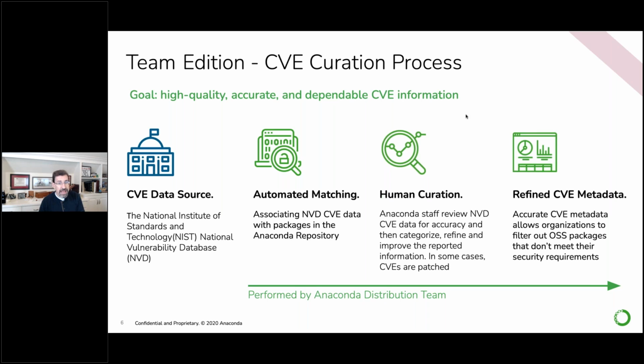We review that data for accuracy and then categorize, refine, and improve that information. And in some cases, if the package is a particularly critical part of the ecosystem, we will actually patch the package so that the vulnerability is resolved. Then we can add the fact that we've done so into the CVE data so that Anaconda Team Edition can let you know that we have resolved that vulnerability. That refined metadata is what is delivered to Team Edition.